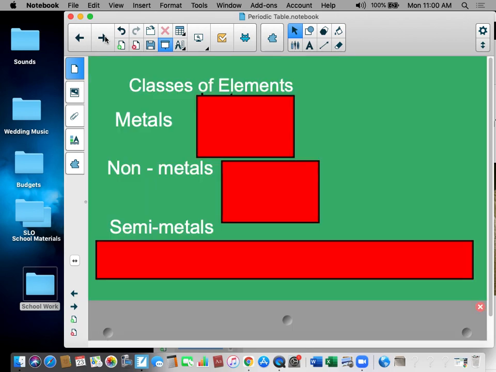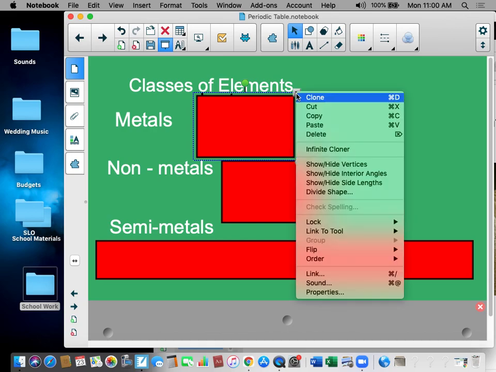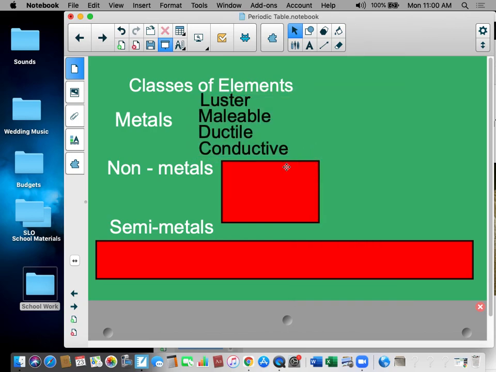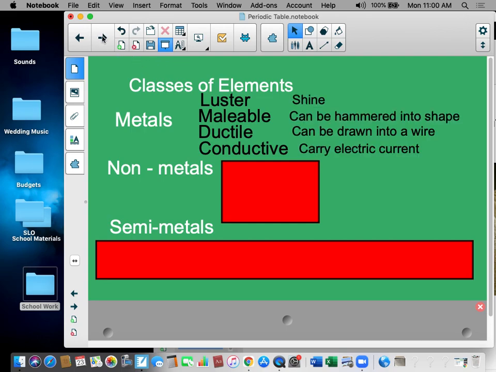Now, when it comes to elements of the periodic chart, there are three different classes we have: metals, nonmetals, and semi-metals. A metal is defined as anything that has luster, malleable, ductile, and conductive. What do those mean? Luster means it shines, malleable can be hammered into shape, ductile can be drawn into a wire, and conductive carry electric current.